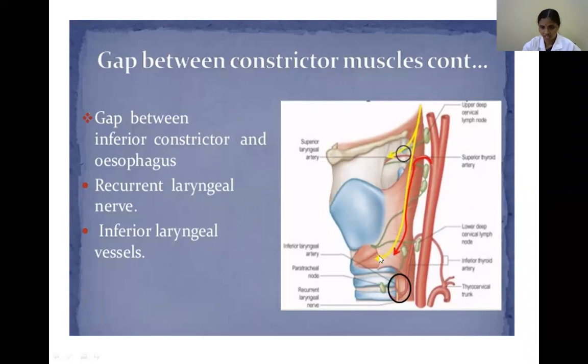Then actually it's not a gap, it is below the inferior constrictor: the groove between the trachea and esophagus. So what is the tracheo-esophageal groove? It is occupied by the recurrent laryngeal nerve and inferior laryngeal vessels. So these two structures are related to the space between the trachea and esophagus. In the tracheo-esophageal groove, it is occupied by these two important structures.